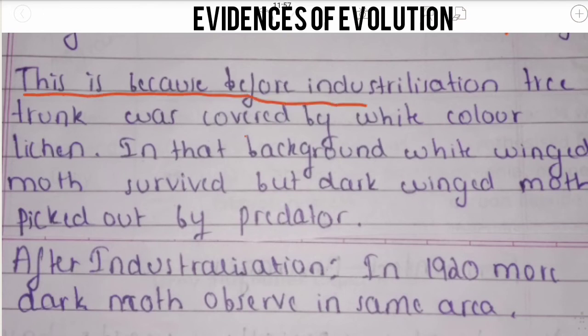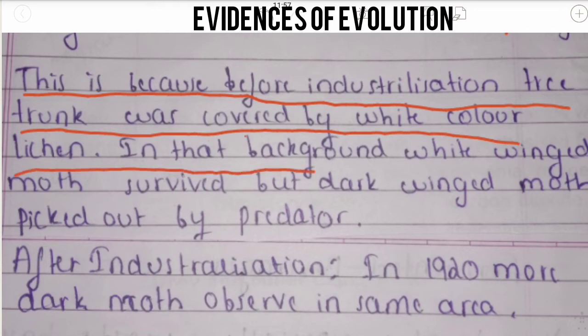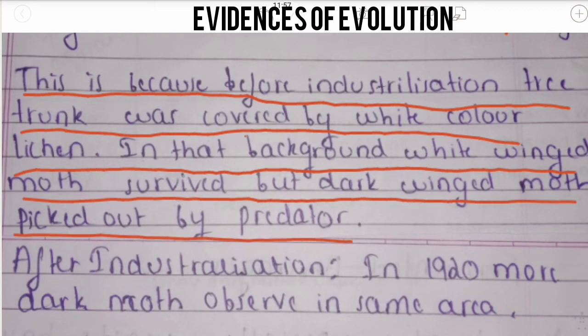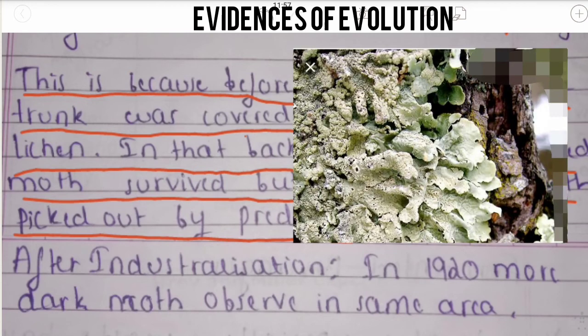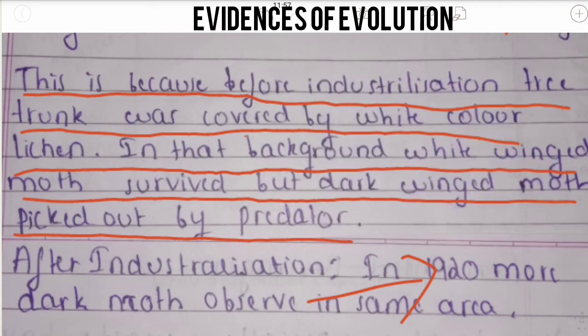This is because before industrialization, the tree trunk was covered by white color lichen. In that background, the white-winged moth survived, but the dark-winged moth was picked out by the predator. The tree was basically covered by lichen. Have you observed lichen? This is the structure of the lichen. Look here, white color lichen. Obviously, when the tree is covered by white lichen, the white moth could not be seen by the predator, so dark winged moths were more highlighted and were taken by the predator.